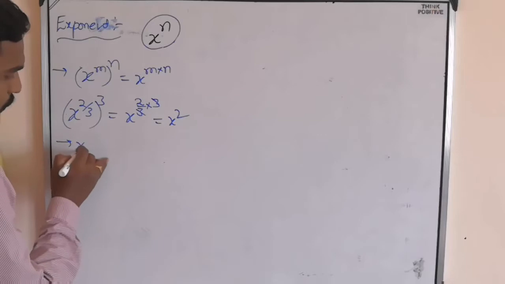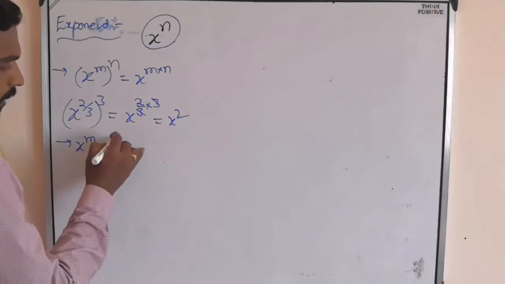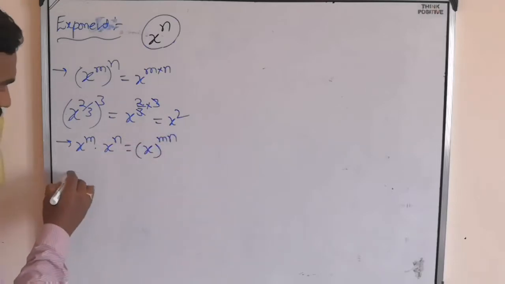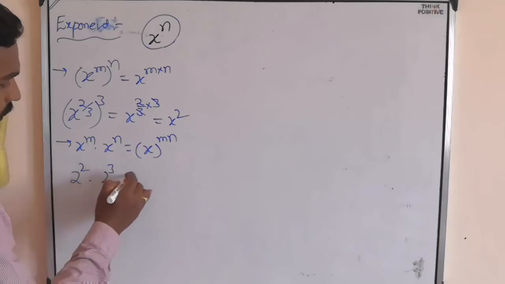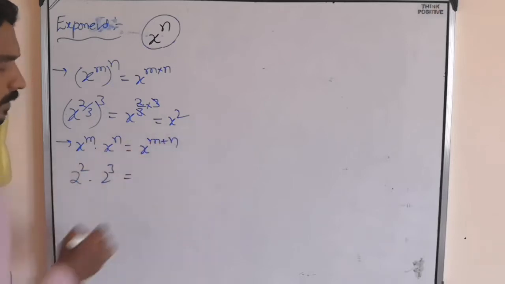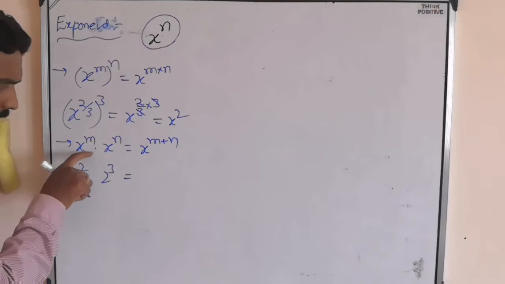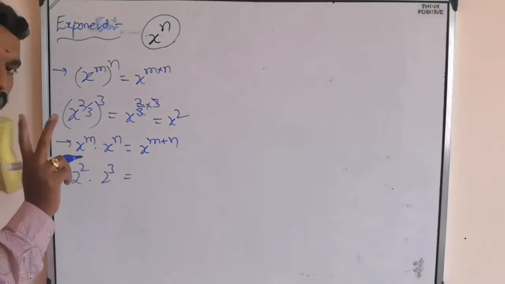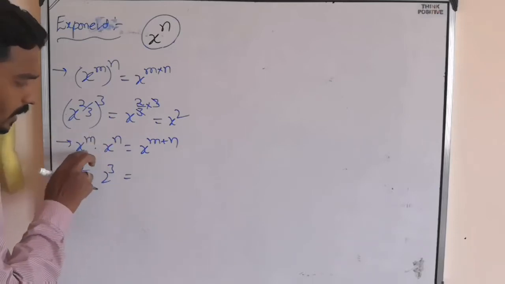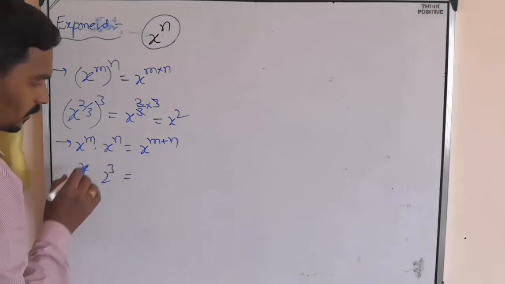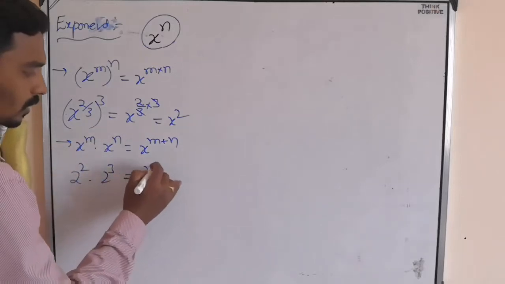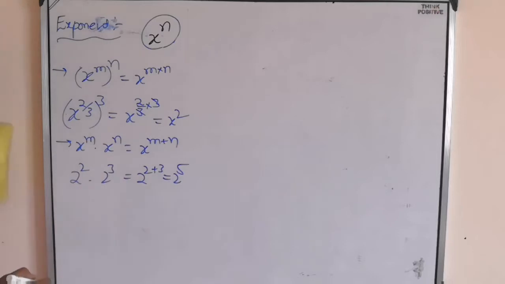And x power m into x power n equal to x power m plus n. Like 2 power 2 into 2 power 3. Here, multiplication of two different exponents with different powers, but what is same is the base is same. Then it will become x power m plus n. So it will become like 2 power 2 plus 3 equal to 2 power 5.